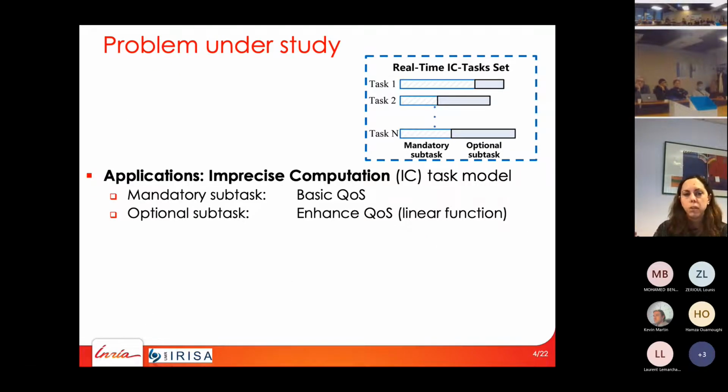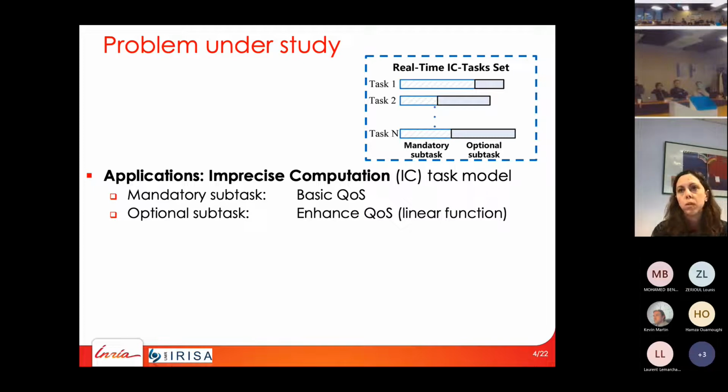So in our problem understudy, we consider that the applications can be modeled using the imprecise computation task model. As you can see on the left in the figure, this task model allows us to split a task into a mandatory subtask and an optional subtask. The mandatory subtask is there in order to have the required basic quality of service, and it should always be executed. On the other hand, we have the optional subtask, which has as goal to enhance the quality of service of the application.